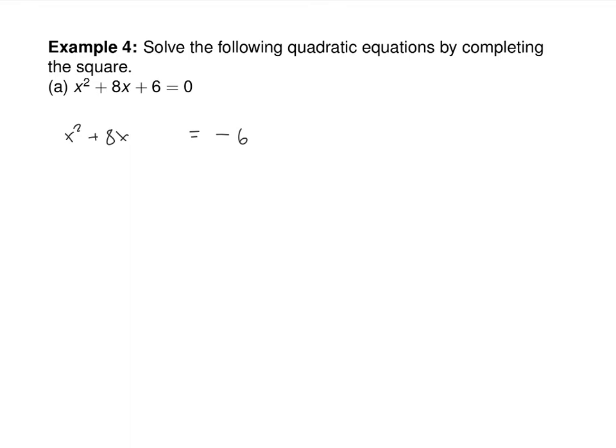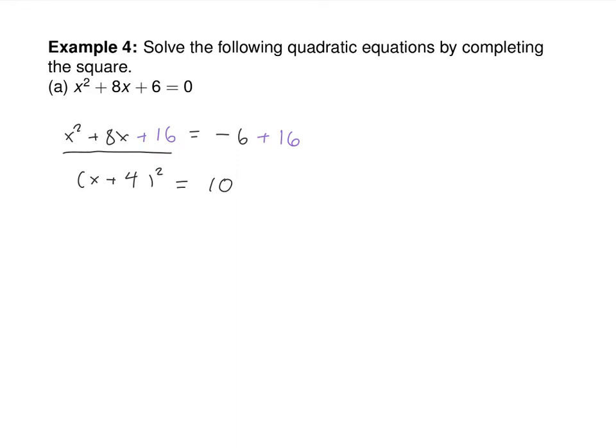Add 16 to the left, and because math is fair, you also add to the right. And that gives you, now the reason you do that is that this now factors into x plus what squared? Just 4. X plus 4 squared. Does that make sense? 4 times 4 is 16, 4 plus 4 is 8. Equals 10.